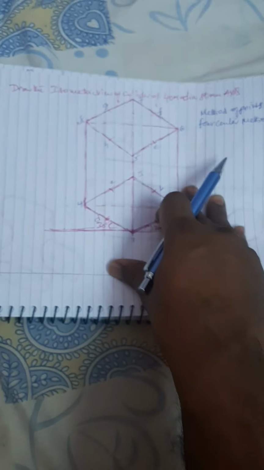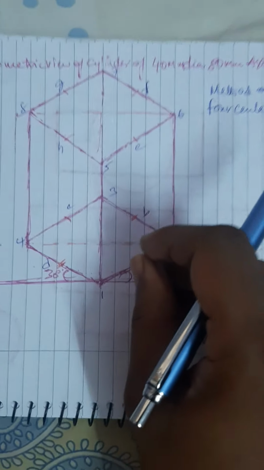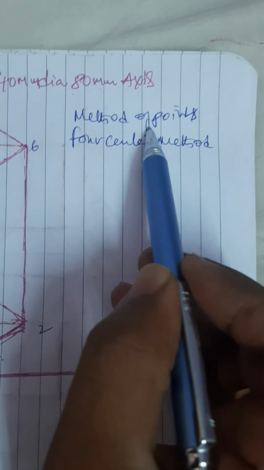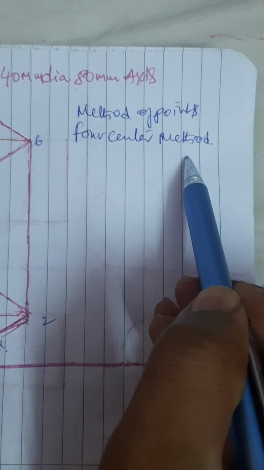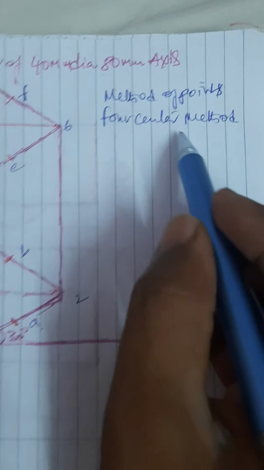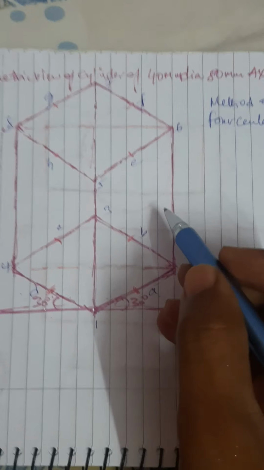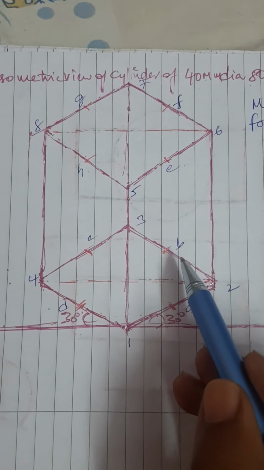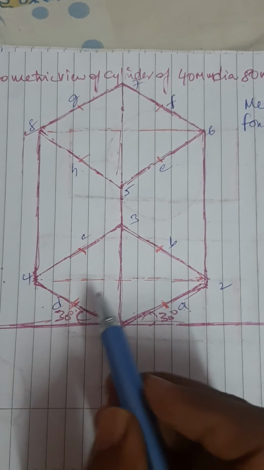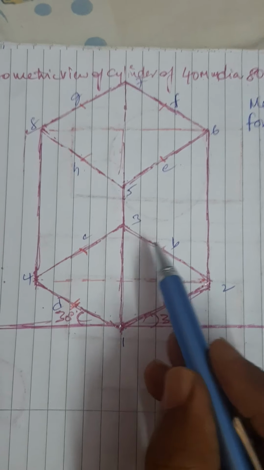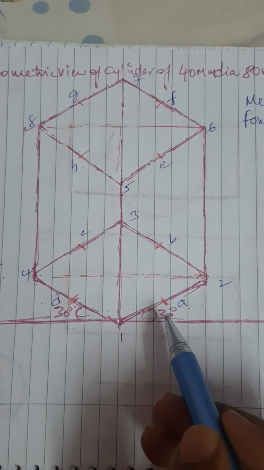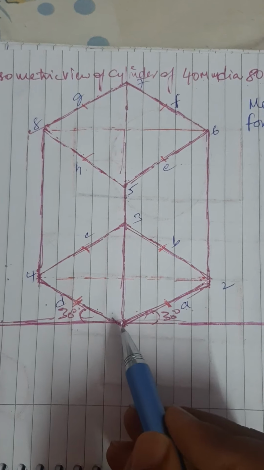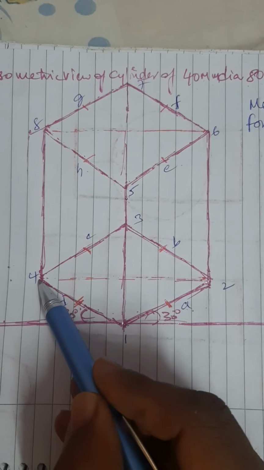To draw circular shapes in isometric views, we have two methods. The first one is the method of points and the second one is the four center method. I follow the four center method because I feel it is very easy to follow and to construct. So first I am concentrating on the bottom square. I located the midpoints on each side as A, B, C, D, and I name the corners as 1, 2, 3, 4, right?